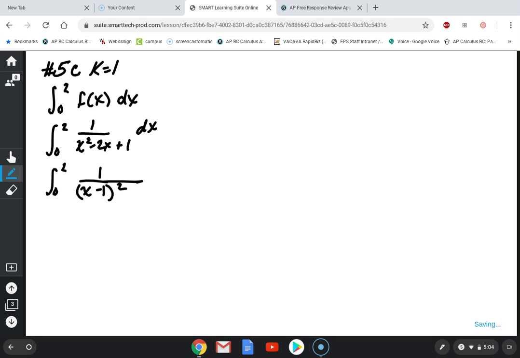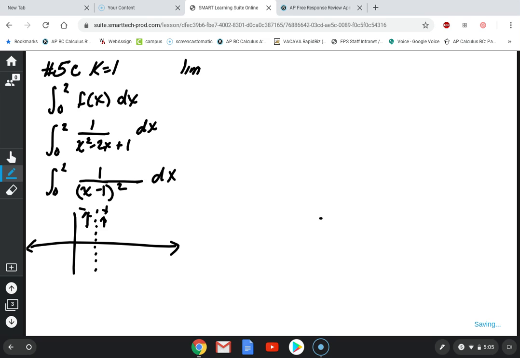And that tells me that I have a vertical asymptote at 1. So my graph has an asymptote at 1. Now, what is happening to this graph? Well, as x approaches 1 from the left, this is going to go to positive infinity. And as x approaches 1 from the right, this is going to go to positive infinity. So I have to write this as 2 separate integrals. I can't just integrate as one integral because I have a break in the continuity. This is not a continuous function.